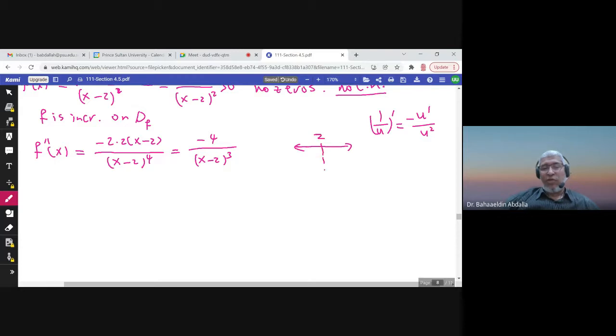But at 2, it is not in the domain, but what would be the sign of f double prime? Because this is power 3, if I choose 0, for example, then it would be positive because this is negative, negative over negative is positive. If I choose 3, it would be negative. Okay, so there is concavity.